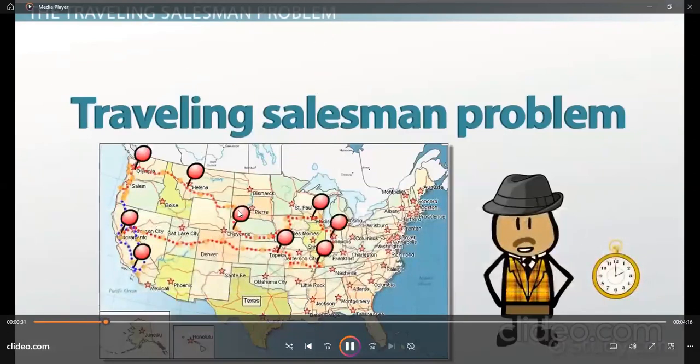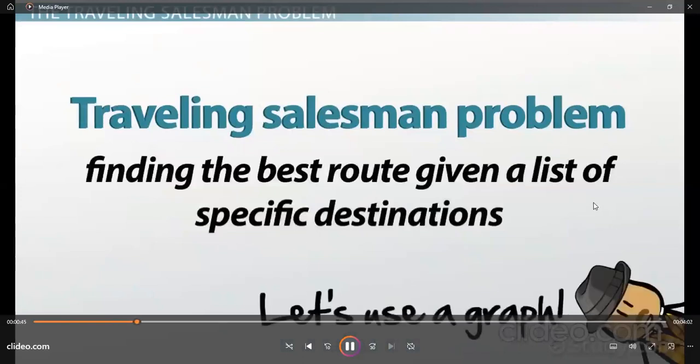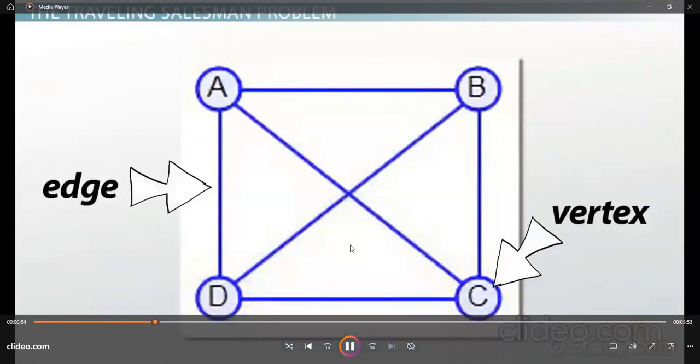So these are some of the locations they have to visit, and they have to start from Olympia. From there they have to reach all the cities, and they have to find the best route with the specific destinations. For finding the best route, we can use the graph concept.